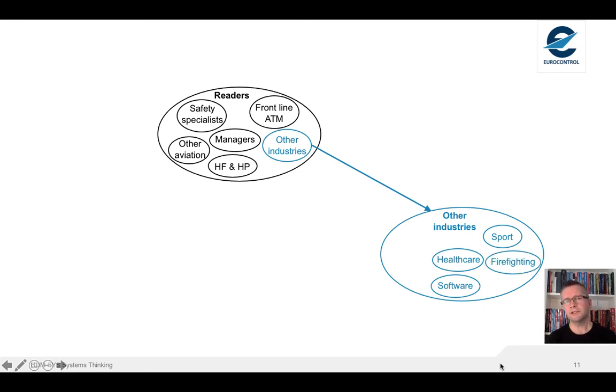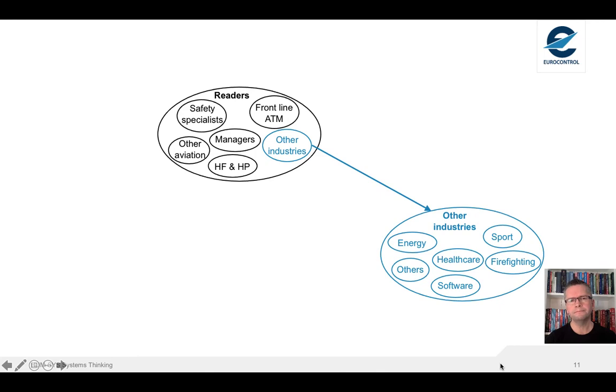Then there are sectors such as firefighting and other emergency services, where again you have high risk, high tempo, high pressure work that's of interest to the readers. Also perhaps the energy sector as a safety critical sector, and perhaps other sectors that I need to think about a bit more carefully.